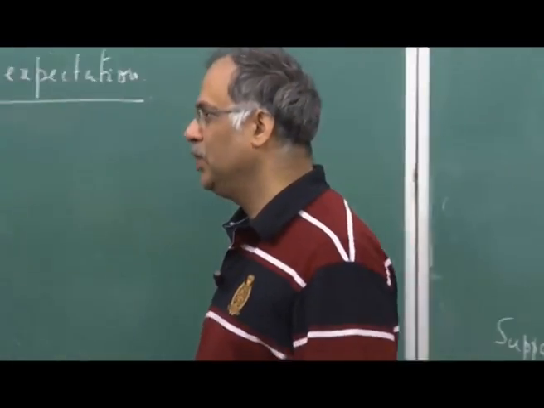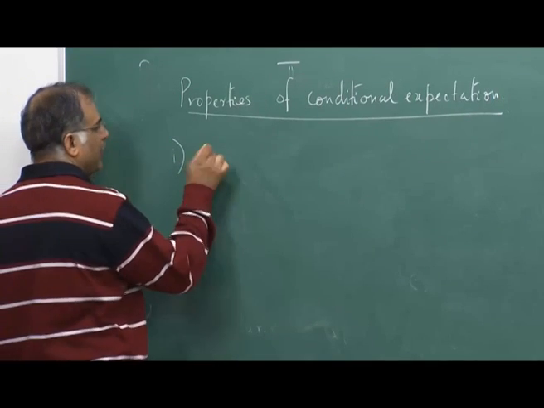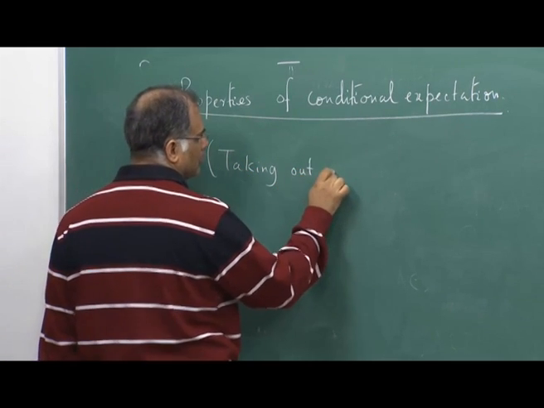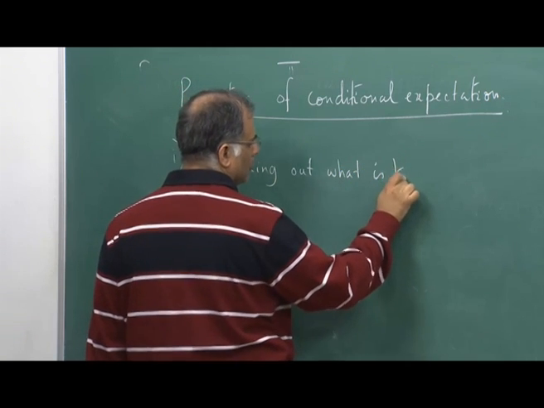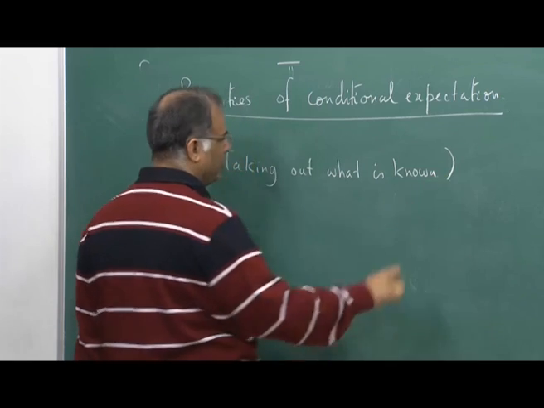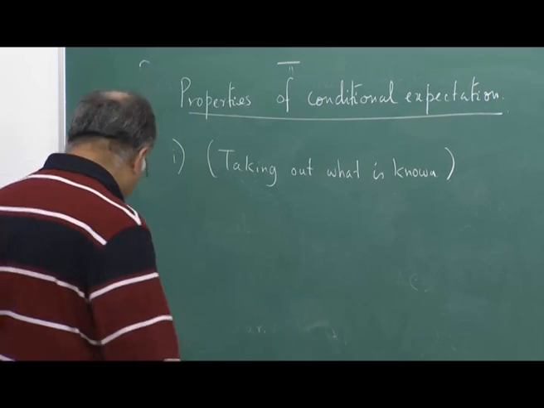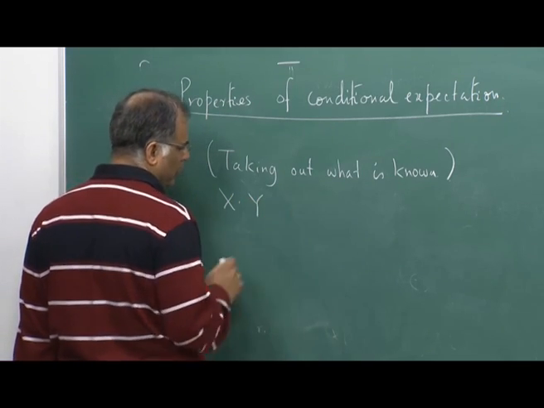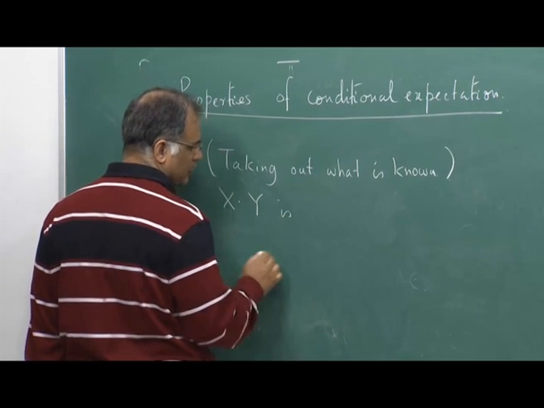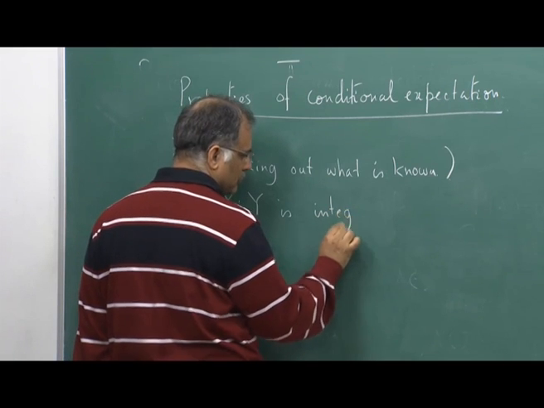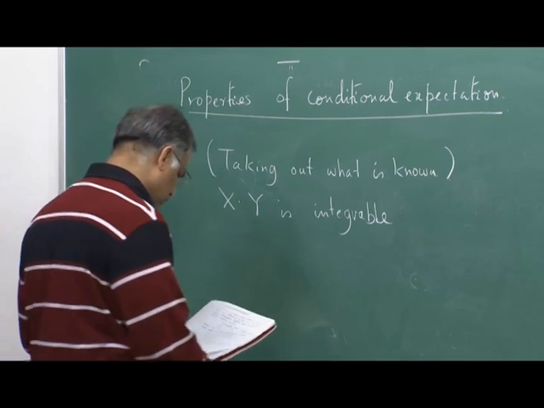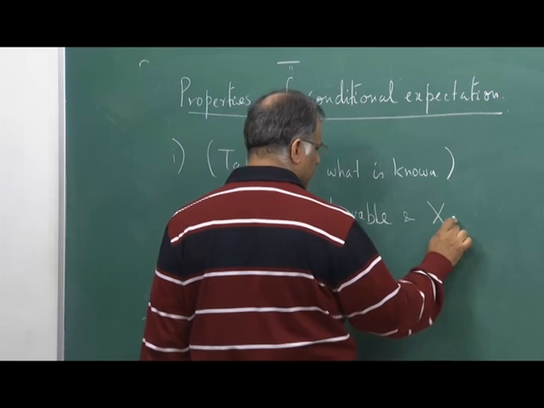So, what is the first property? The first property is called the taking out what is known property. What do I mean by this? Suppose I have two random variables X and Y, and I say that X and X times Y, that is X(omega) times Y(omega) for the omegas, when you compute them, are integrable, and X is G measurable.